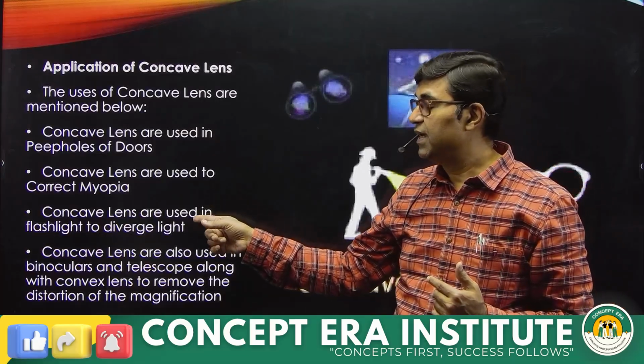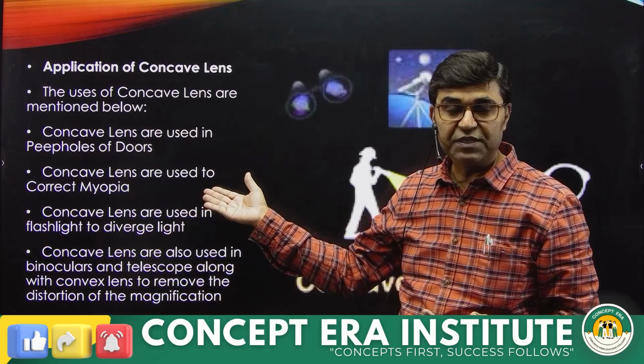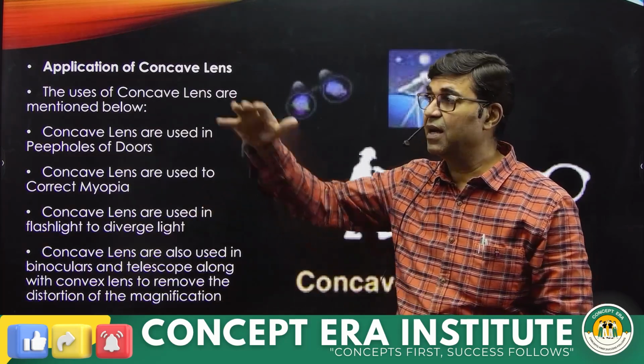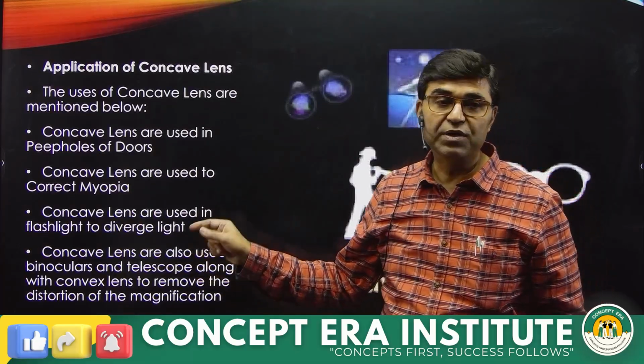They are used in flashlights. Why? Because they are of diverging nature. When the light passes through the lens, it gets diverged and a large area is illuminated. Also used in binoculars and telescopes.